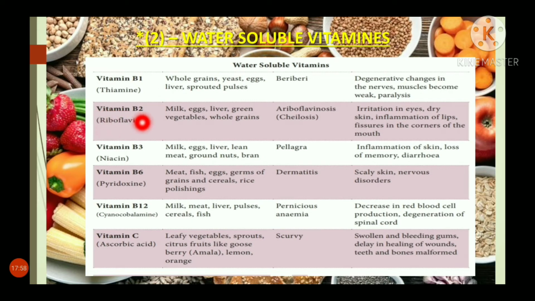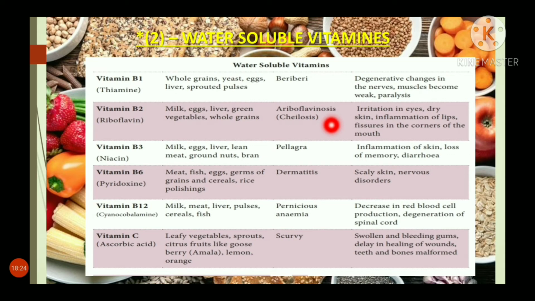Next is vitamin B2, riboflavin. Milk, eggs, liver, green vegetables, whole grains. You have to eat all this to have all these vitamins in your body in a proper, correct way. Ariboflavinosis, that is cirrhosis.